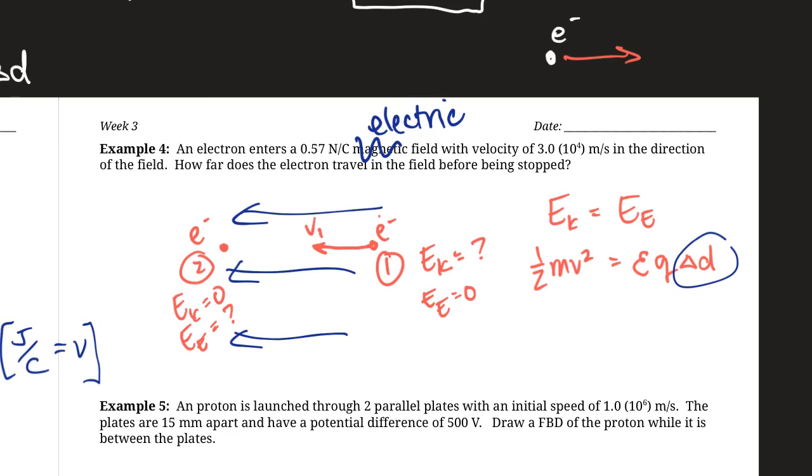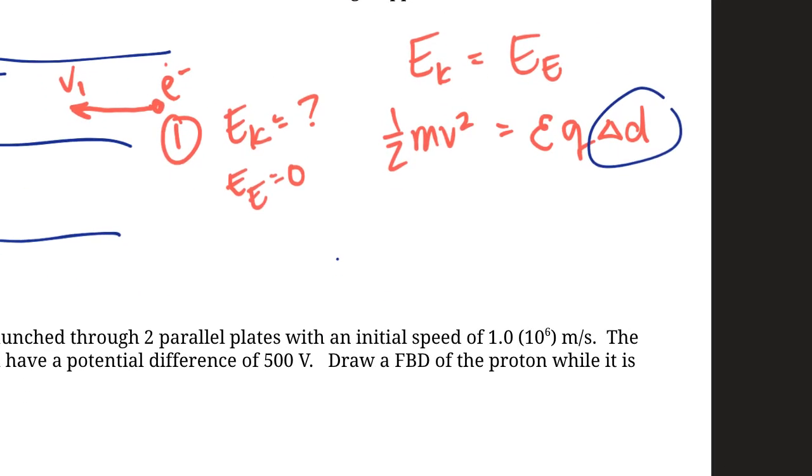So the answer, I believe, is our delta d is 0.0045 meters, which is about 4 or 5 millimeters, right? Sounds like a tiny amount, but remember, an electron is very, very light. Even though it's moving fast, it has very low mass, so it's very easy to slow it down and stop it. So it makes sense that it's a small number and that the electron is basically stopped in about 4 to 5 millimeters.